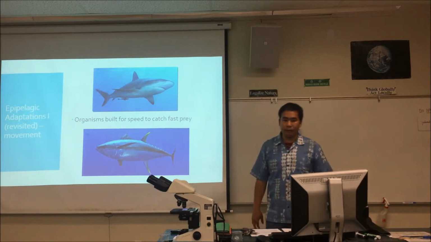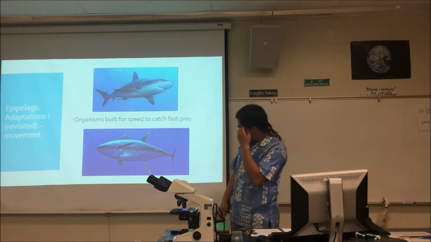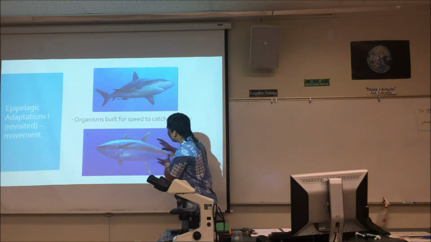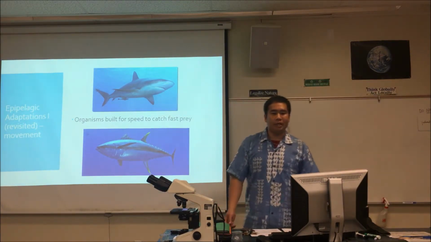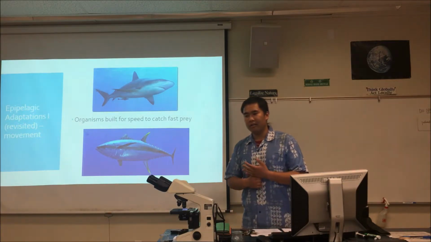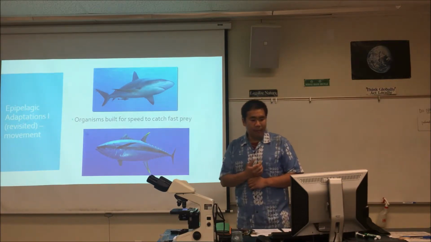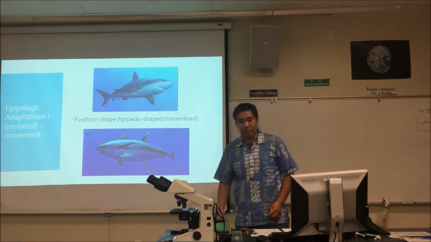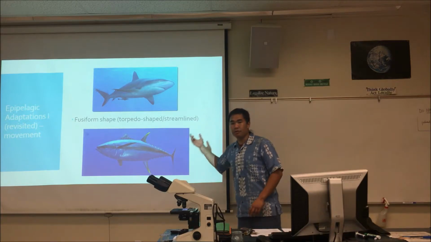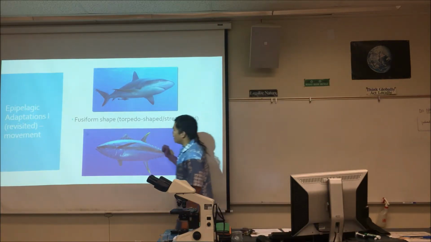Now there's a bunch of different ways to be fast. One is just by looking at the shape, right? Looking at the shape of this thing, can you tell that it's pretty fast? What would you guys like to describe its shape as? Like aerodynamic. Yeah, sure, we can go with that. The word I'm going to teach you guys is fusiform shape, which means torpedo shaped or streamlined. I guess streamlined means aerodynamic, right?